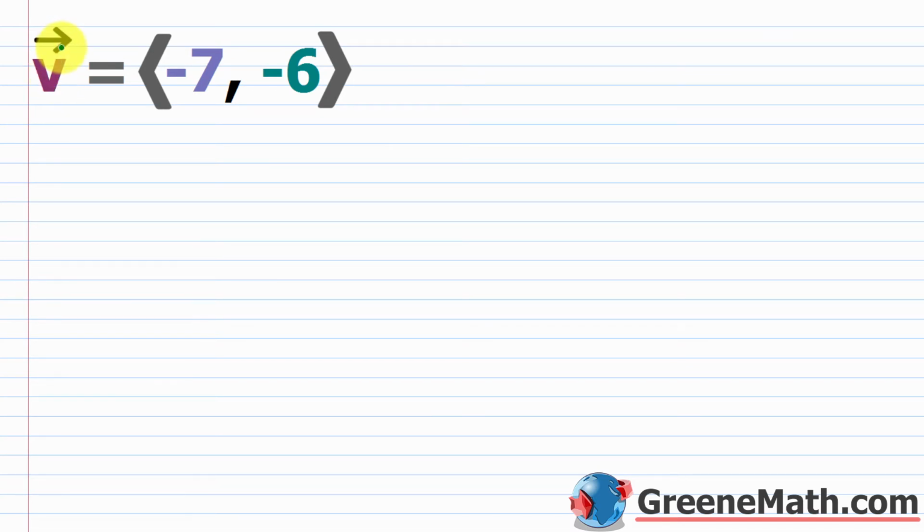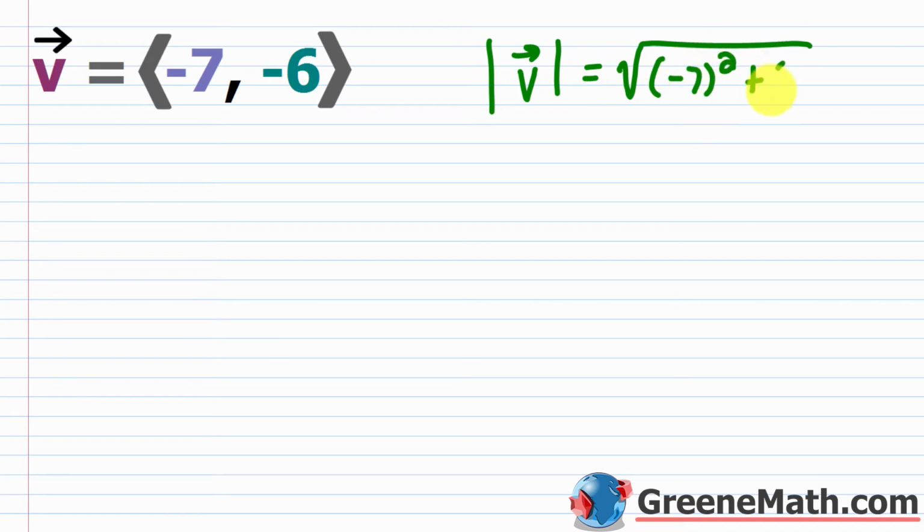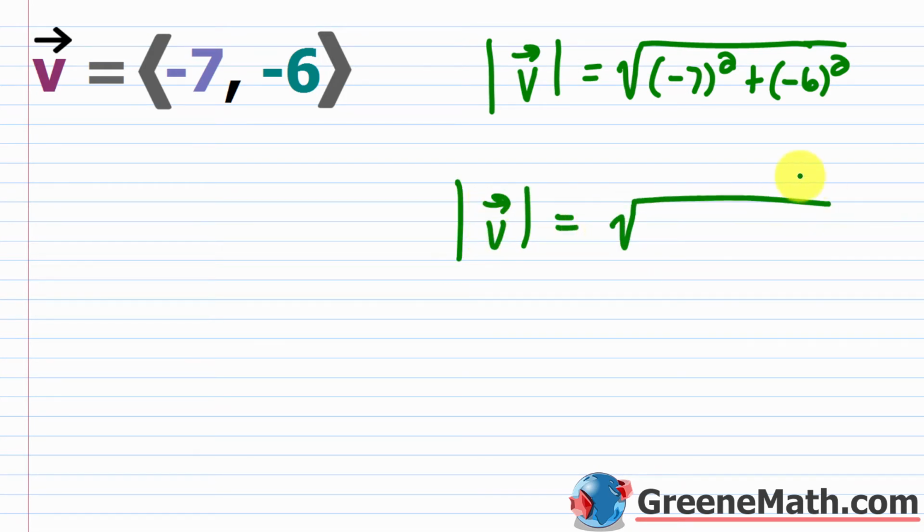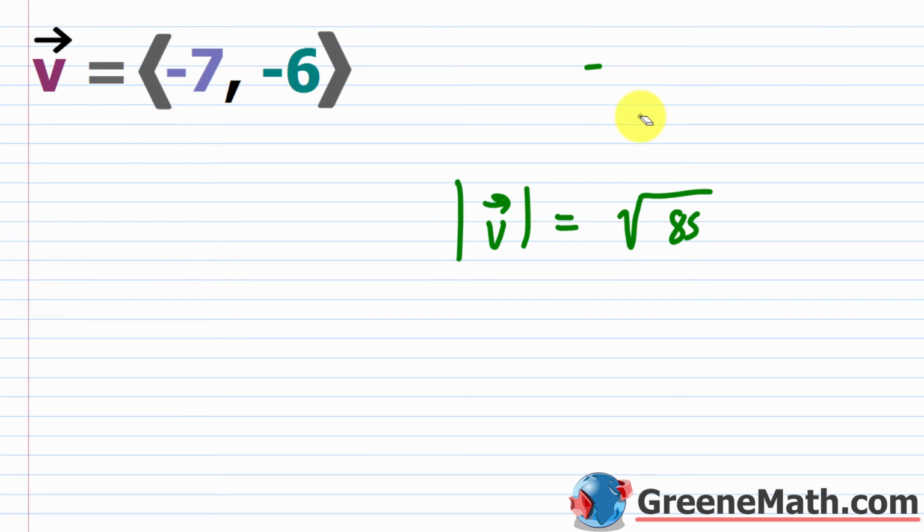So we have this vector V here, and the horizontal component is -7, the vertical component is -6. Again, if I wanted to find the magnitude of this vector V, this is equal to the square root of (-7) squared plus (-6) squared. So the magnitude of this vector V is equal to the square root of 49 plus 36, so that's going to be 85 in here. Basically the square root of 85, really can't do anything to simplify that, so that's just going to be our answer. Let's get rid of this, and let's just drag this up here.